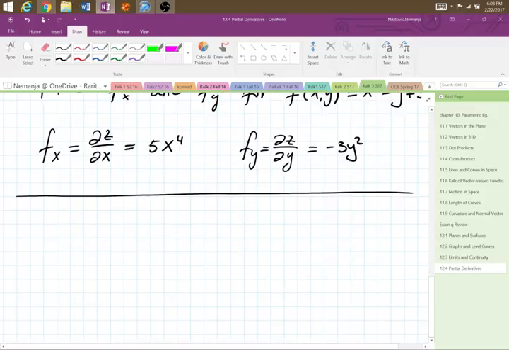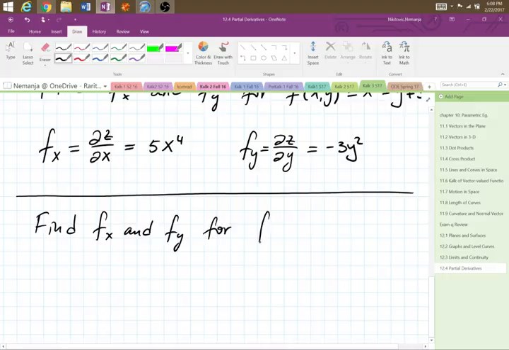All right, next one. Again, find the partial derivative of x and the partial derivative of y for f of x y equal to 3x y cubed minus x sine y. Awesome.